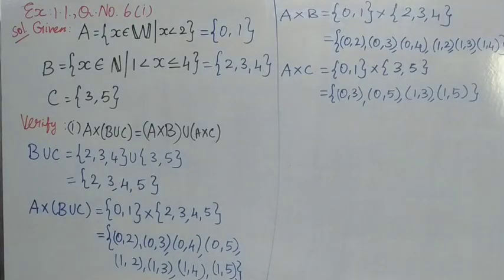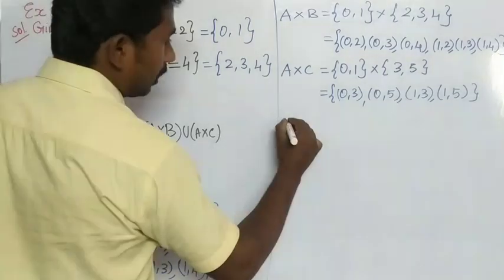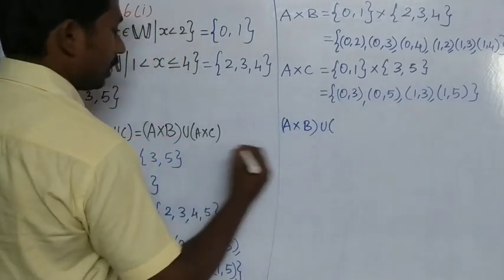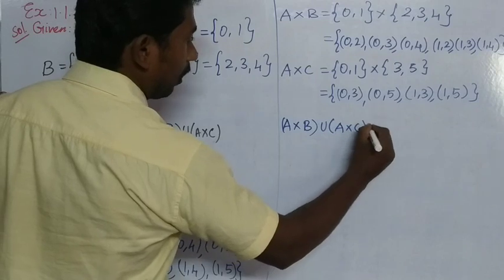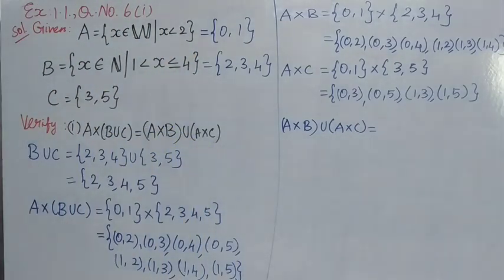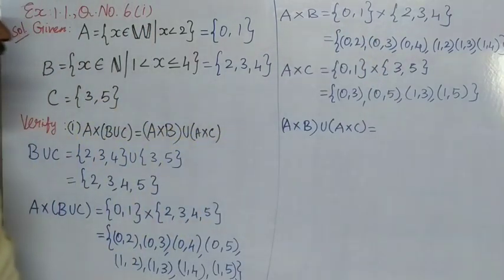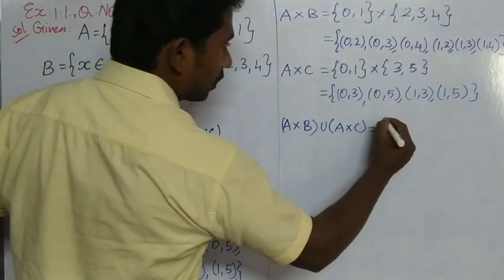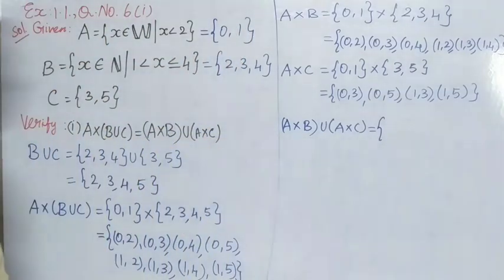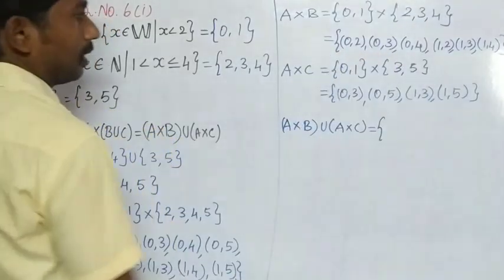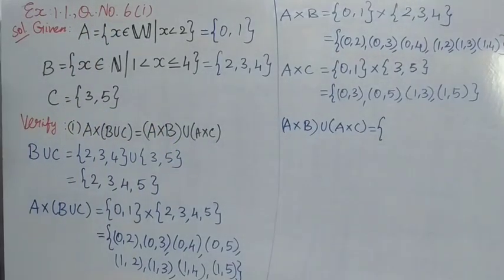Next we have to find the RHS, A cross B union A cross C. So now let's write A cross B union A cross C. We have to write all the ordered pairs together, A cross B and A cross C. So now let's write, because it is union. Suppose there is intersection, it means we have to write the common ordered pairs, but here it is given union. So we have to write all the ordered pairs together. If an ordered pair is repeating, we have to write it once only.